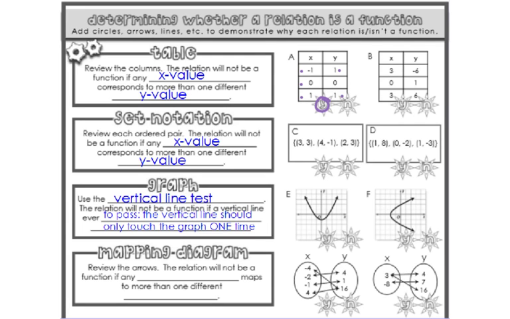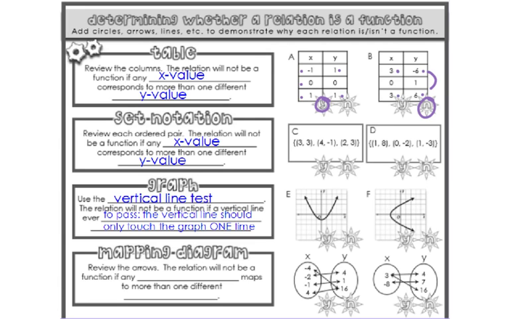So I'm going to look at my next table here, and I can see that I've got x as 3 in two different spots. So in this top row, 3 is paired with a -6, and then down here, 3 is paired with a +6. So we've got two different y's. So this is not a function.